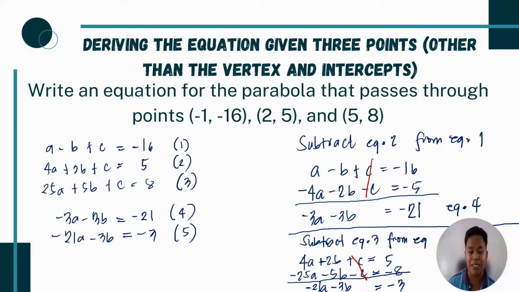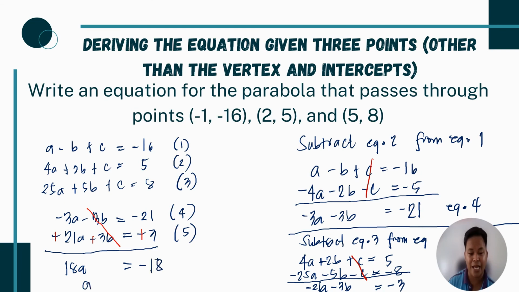So, how are we going to eliminate b here? We're going to multiply negative 1 in all the terms in equation 5. So, this becomes positive, positive 3b and positive 3. Then, let's solve for a, since we are going to eliminate b here. So, negative 3b plus 3b is 0. So, b is eliminated. We have now negative 3a plus 21a is positive 18a. Negative 21 plus 3 is equal to negative 18.